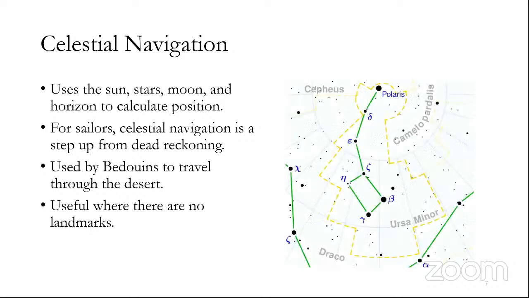In our region, or let's say in the Northern Hemisphere in general, one of the most important constellations for navigation is the Ursa Minor constellation, known as the Little Dipper, as you can see here. Now, why it's important is because of this star right here.